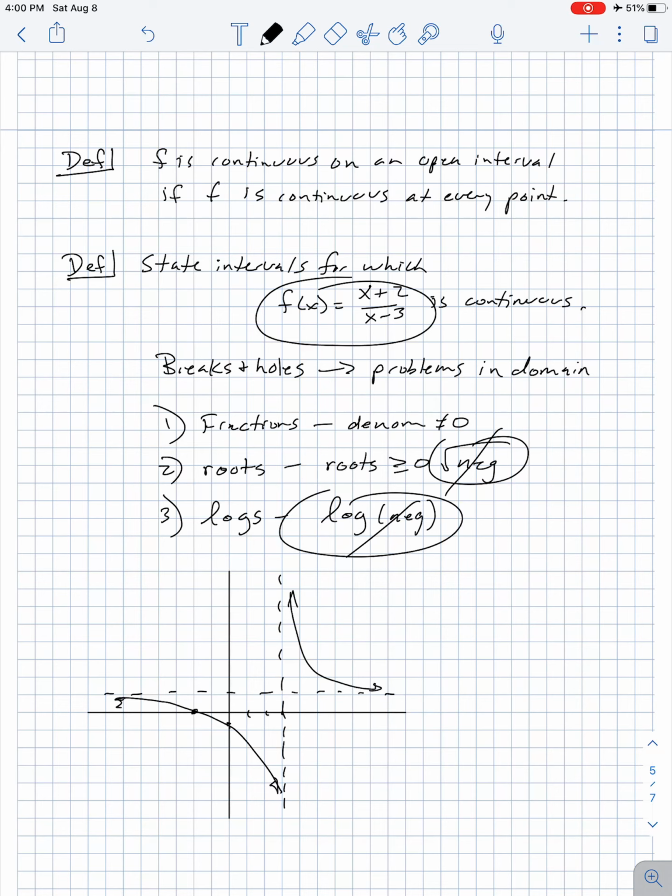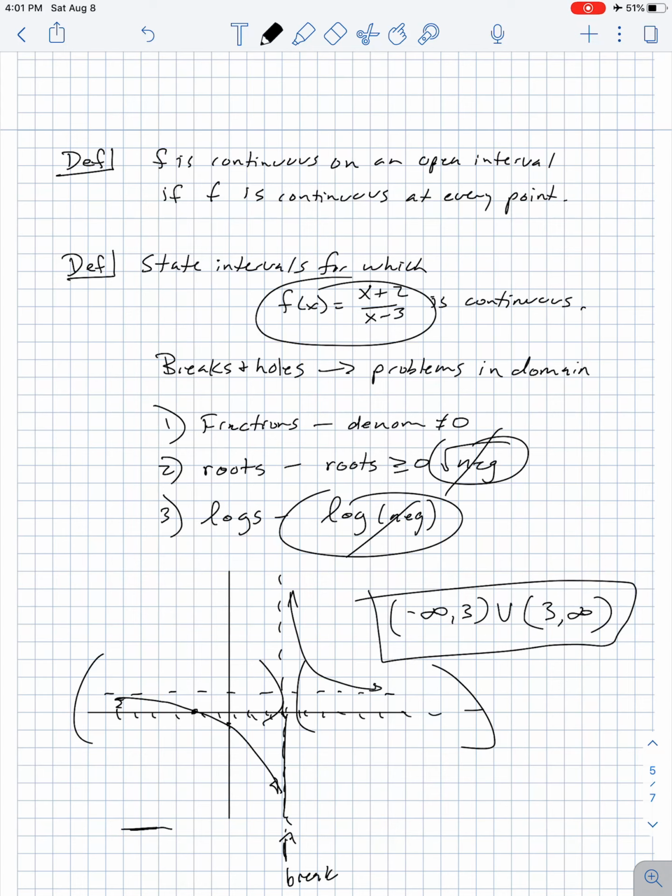So the question is, where's the domain? Well, this thing is defined on the x-axis for all of these values up until here. This is the break. And then it's defined for all these values out onto infinity. So where is it continuous? It's continuous in this section and then also in this section. So the way we write that in interval notation is -infinity to 3 union 3 to infinity, and these are the intervals for which f is continuous.